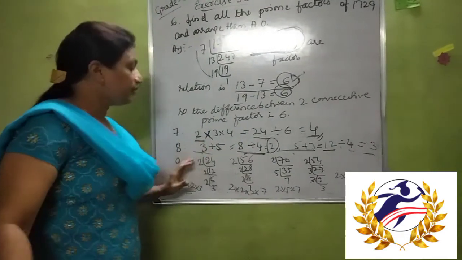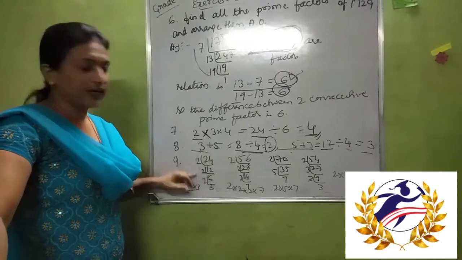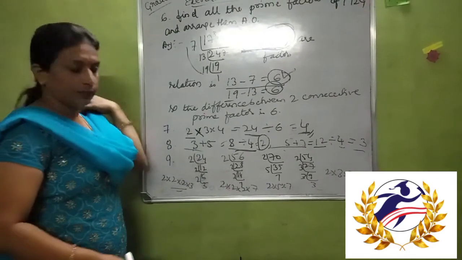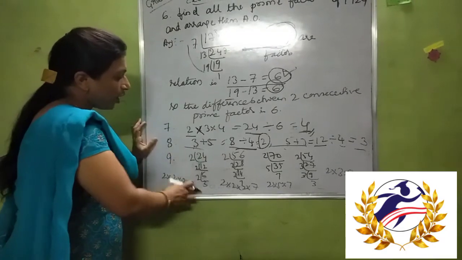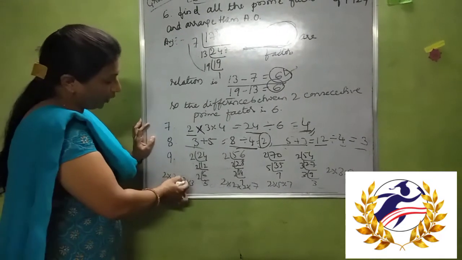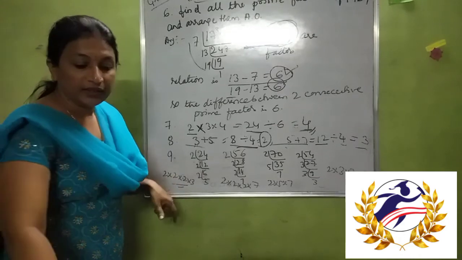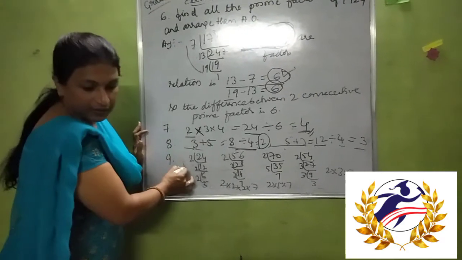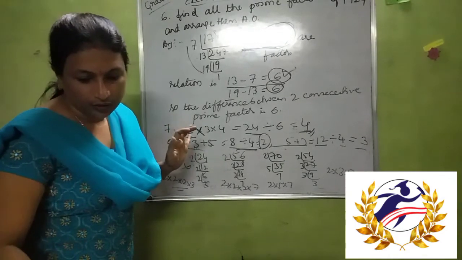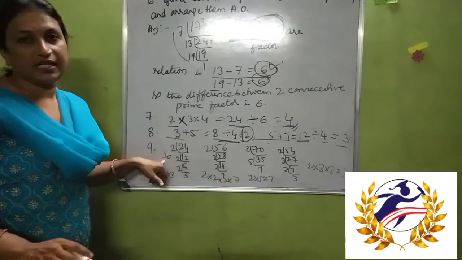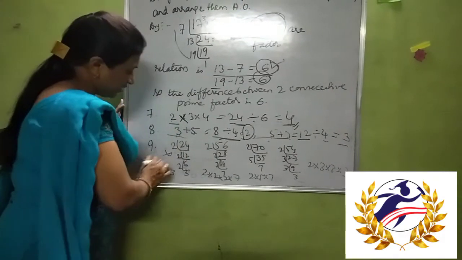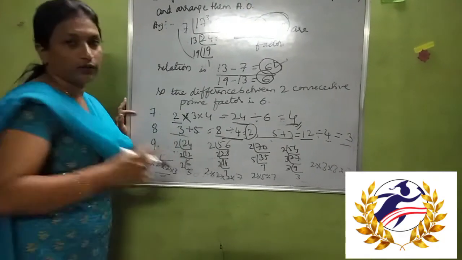So we should check the factors. 24, we should solve with the prime factorization method. When solved, 2 into 2 into 2 into 3 comes, but they have given 2 into 3 into 4. That's why prime factorization is not done with the first problem. So this is correct, but they have given the wrong one, isn't it?